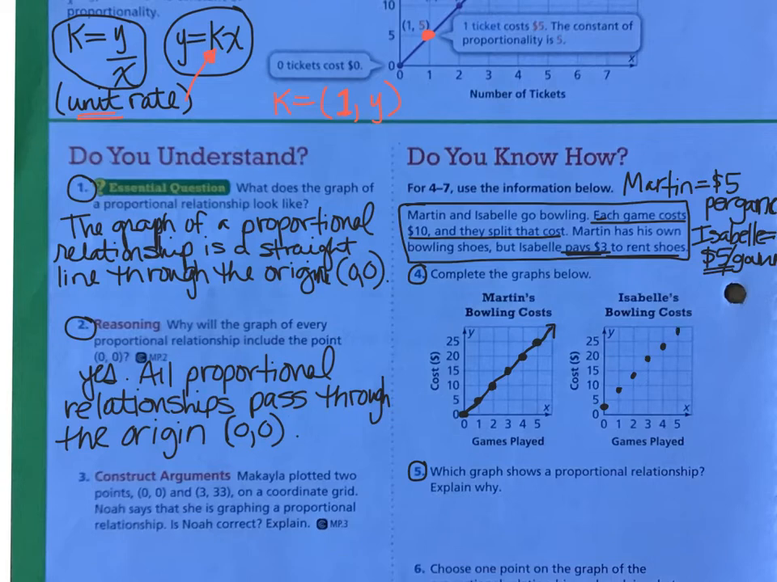Now, do Isabel's points line up? Is hers going to be a straight line? And the answer is yes. But Isabel's graph does not go through the origin because she had to pay extra for those shoes. So which of these is a proportional relationship? Martin. Okay, Martin's graph starts at 0, 0. And it's a straight line.